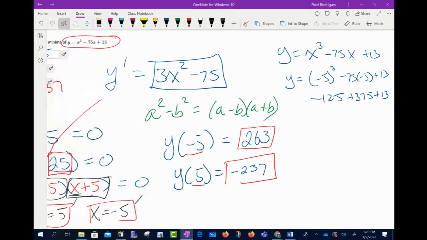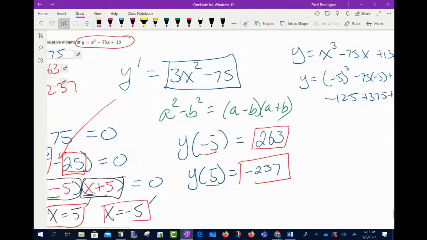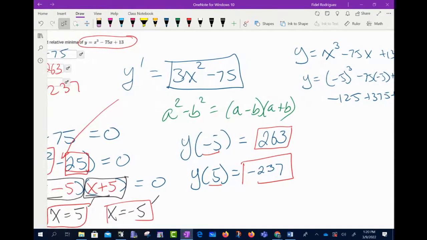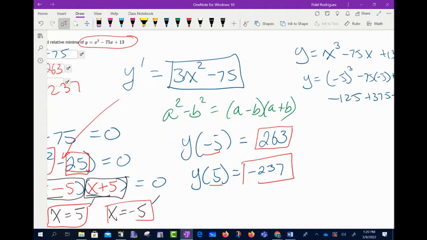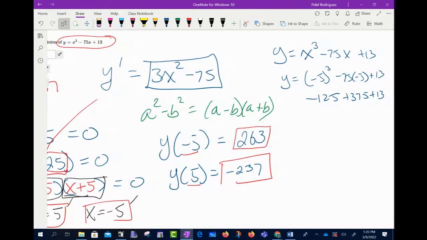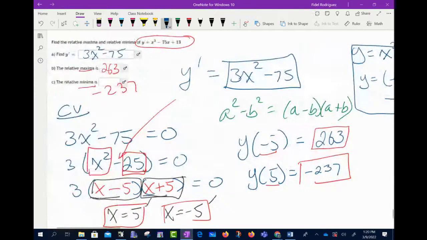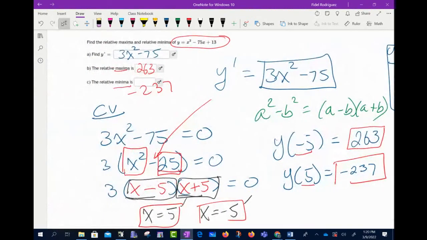Okay, yeah, good point. We've got to plug it into the original function, right? So we use the derivative to find those x values, and then we take those x values and plug them back into the original function. Good point. But I'm glad you asked me anyway, because this is just making sure that we were doing it the right way. We just did it by hand here. Excellent point. All right, y'all.